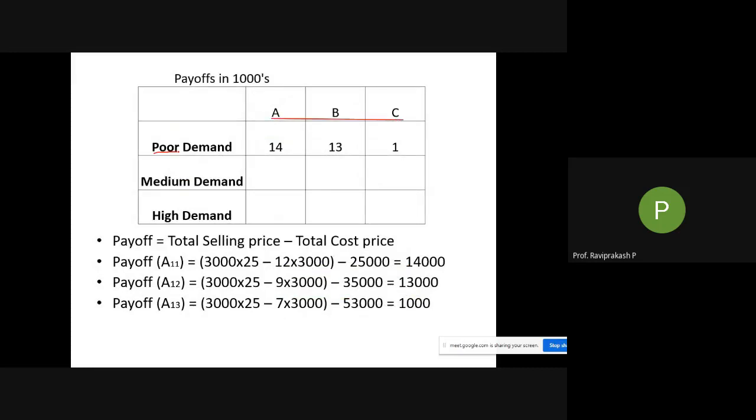Then, according to poor demand, medium demand, and high demand. So here I could write demand here, D. So this is demand, because anyway it's already written here: poor demand, medium demand, and high demand. This is demand, and these are the payoffs. Payoffs are in thousands of rupees. Okay. So these are the products: product A, product B, and product C.